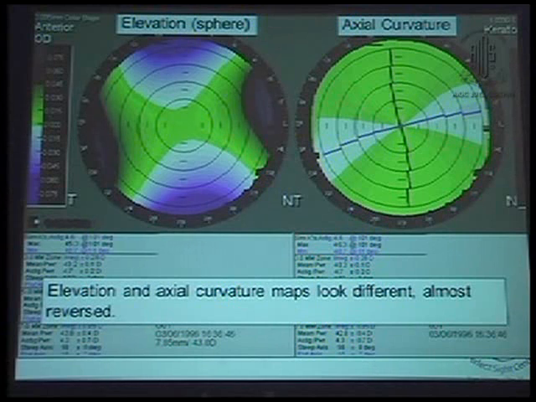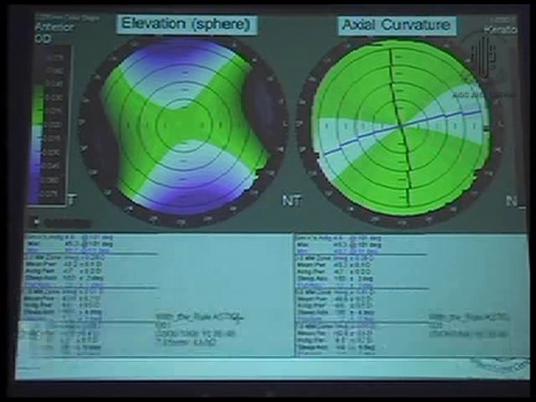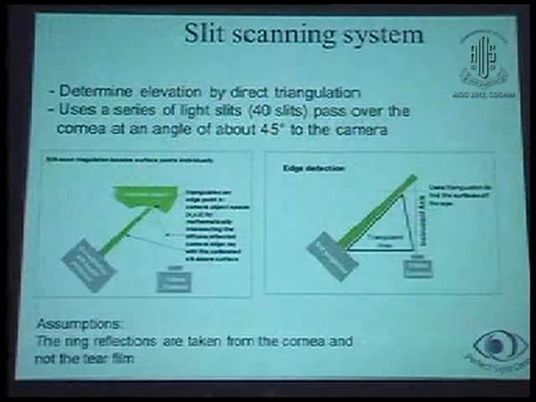So when you first see an elevation based topography, you might be confused. You might say this is the steeper meridian, but in effect this is the flatter meridian, and this is actually the steeper meridian. So this is what I wanted to highlight. A little difficult to understand initially, but eventually you will understand if you keep doing this.